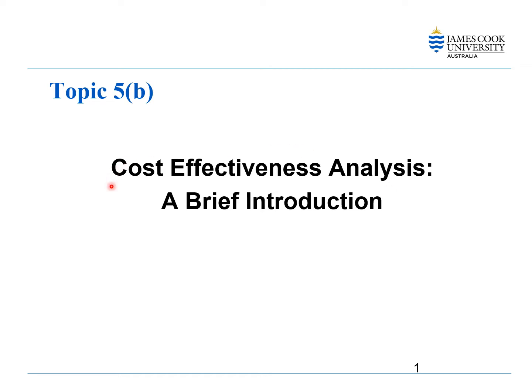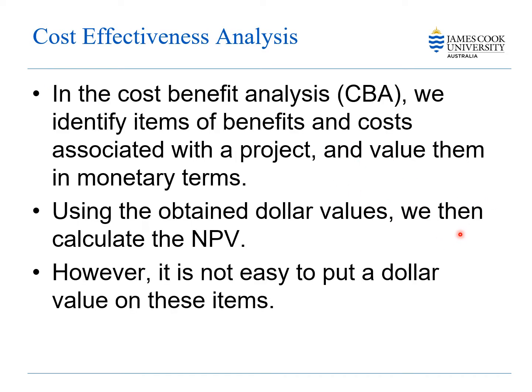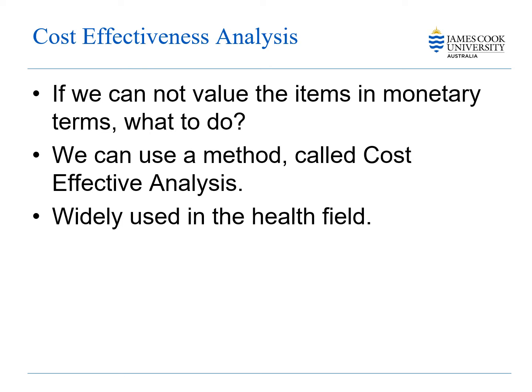We can use a method called cost effectiveness analysis. And here we are going to briefly introduce them. So what we do in CBA is to identify items of benefit and costs and value them in monetary terms and calculate NPVs. If this is not possible, we can use what is called cost effectiveness analysis, and it is widely used in the health field. By the way, this is effectiveness. There's a typo here.